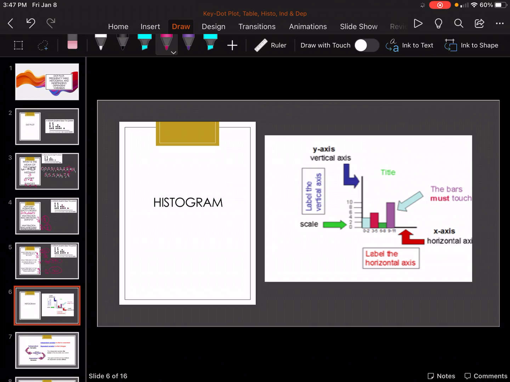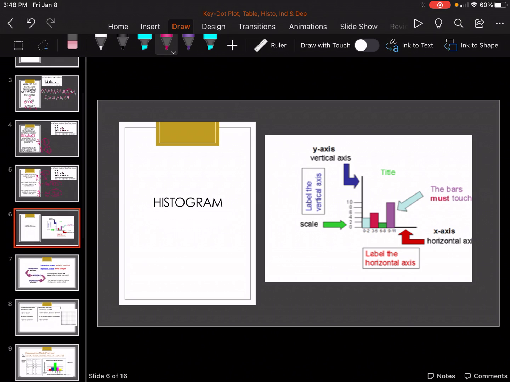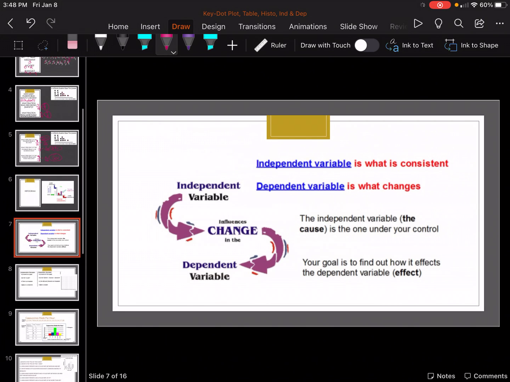So this is what is called a histogram. A histogram is different than a bar graph for 2 things. Number 1, the bars touch. And number 2, there's ranges along the x-axis. So see how it's 0 to 2, 3 to 5, and so forth. So that is the difference between a histogram and a bar graph. Okay, so the range is along the x and the bars touch.